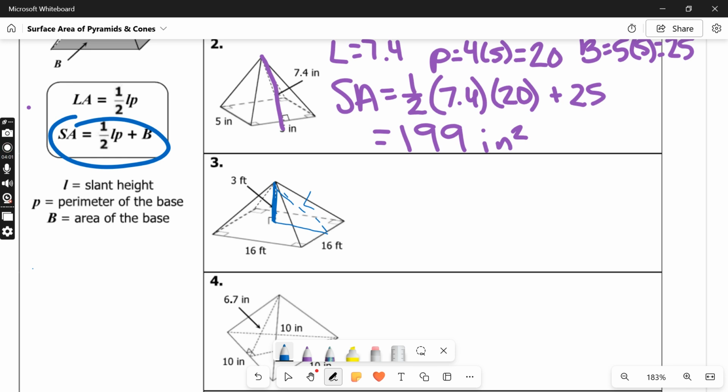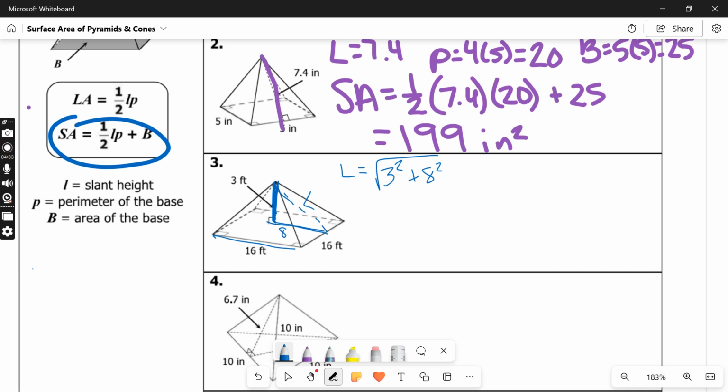Okay, so notice it tells me my actual height is 3. This is the center to the edge. If this whole thing is 16, that means this piece here is 8. Okay, so my lateral, I'm going to have to use Pythagorean theorem. I'm looking for my hypotenuse, so I'm going to have to add those two together. So I'm going to have 3 squared plus 8 squared, and I'm going to end up square rooting that entire thing.